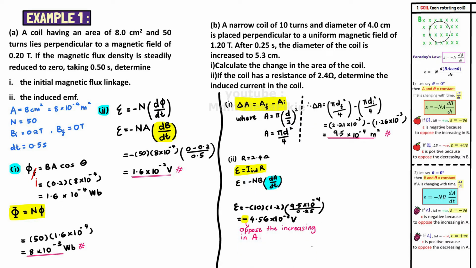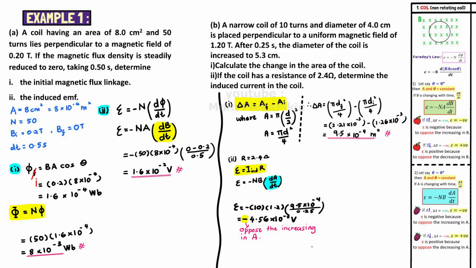Okay, yang kita dah kira dekat atas tadi hanya change of area. So kita hanya kira dA, bukan dA over dt. Kita belum lagi bahagi dengan masa. Okay, so dA yang kita kira dekat bahagian atas tadi adalah 9.5 times 10 power of negative 4. We can straightly substitute in the second question. Tetapi jangan lupa ya, dt, the change of time is equal to 0.25. Kerana apa? Kerana diameter itu berubah dalam masa 0.25 seconds.